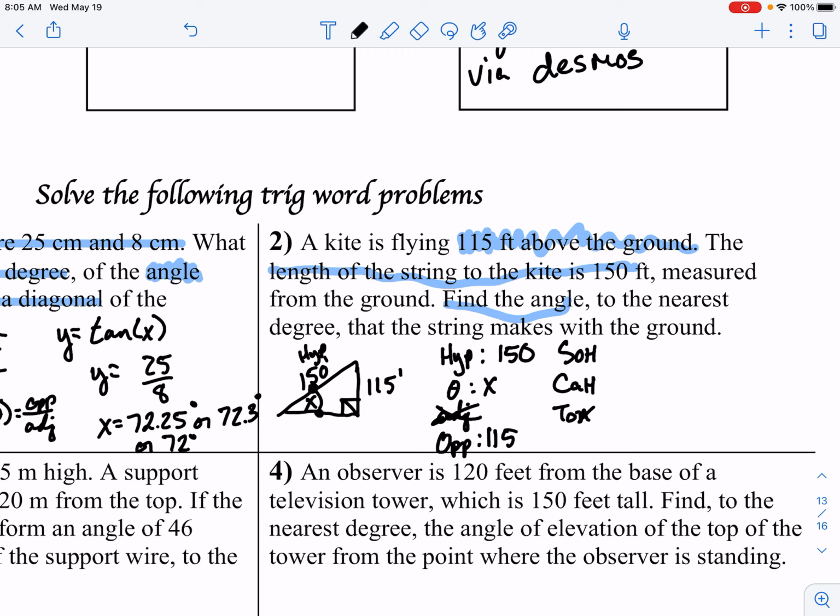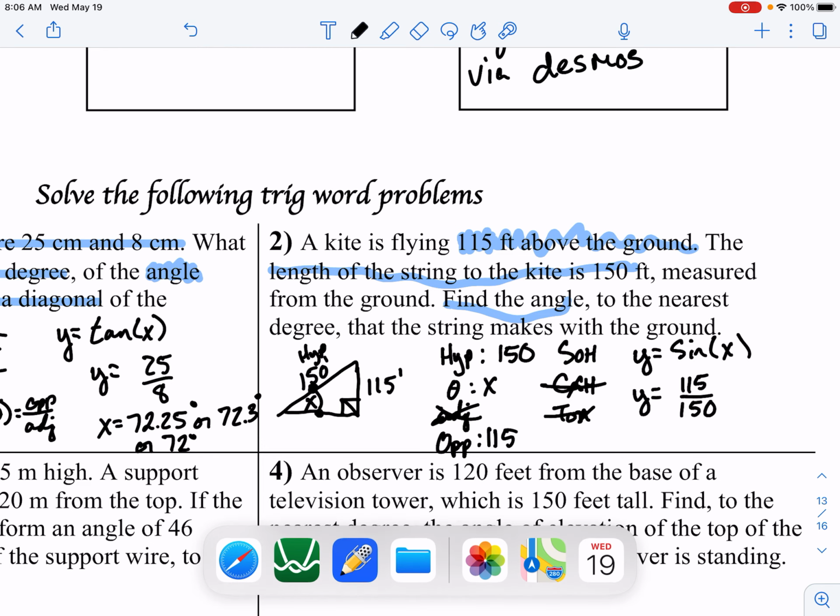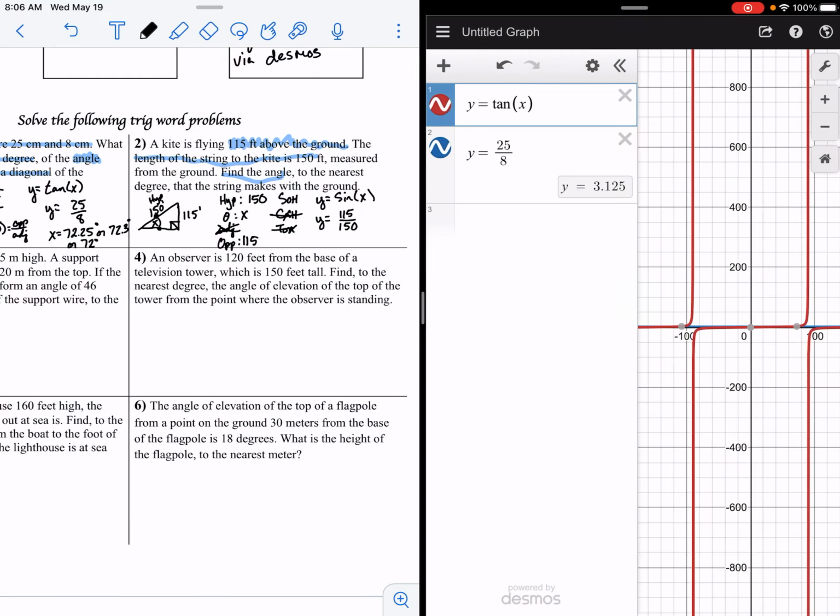Because I didn't want adjacent, I cross out everywhere I see an A, and I get rid of those equations. I'm then left where I can set up my system. So y equals sine theta, which is really x, and then y equals opposite over hypotenuse. Once I go here, I go to Desmos.